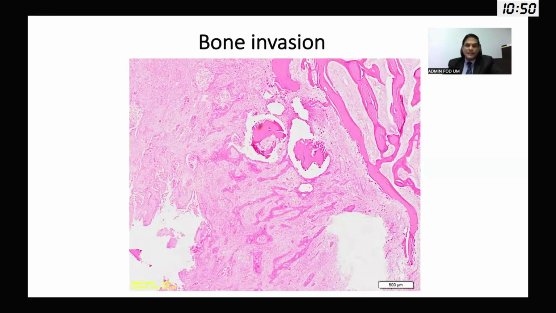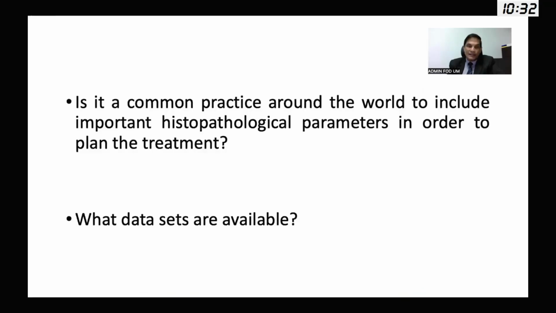What about bone invasion? Bone invasion is another parameter, as I said earlier, clinicians use more often than not. Whenever we say there is perineural invasion or bone invasion, they decide on the extent of the excision, how much bone should be taken out, etc.